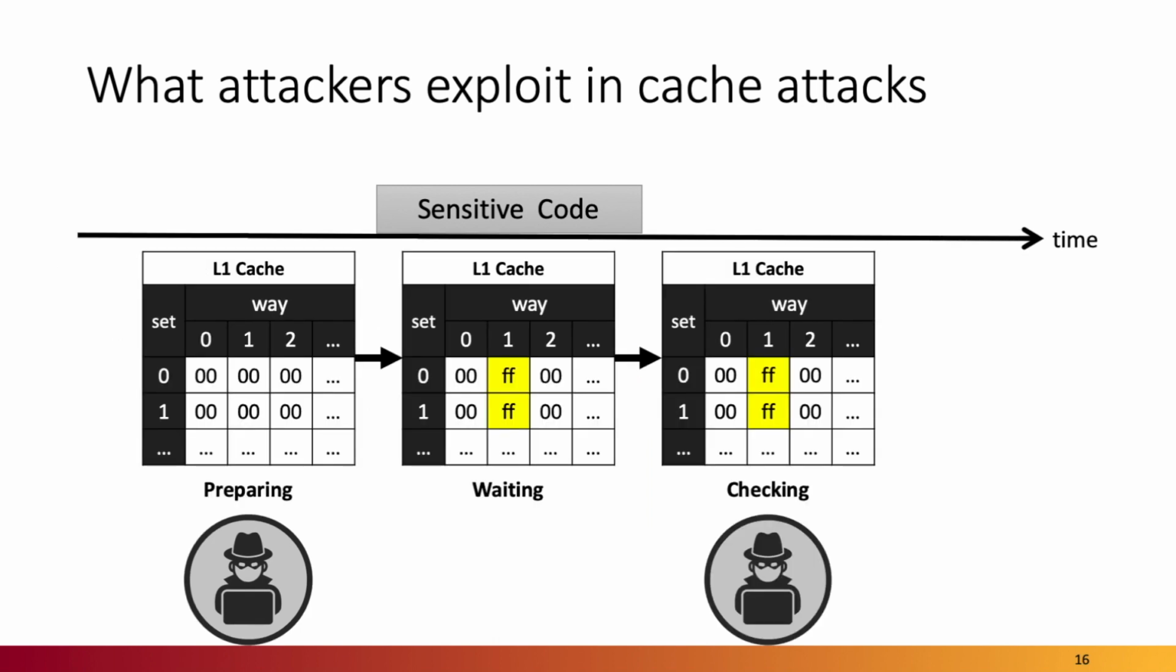To this end, cache attacks typically consist of three steps. First, attackers put a cache into a known state by flushing or loading some data. And they wait until the sensitive code finishes. Lastly, they check data changes of a cache.